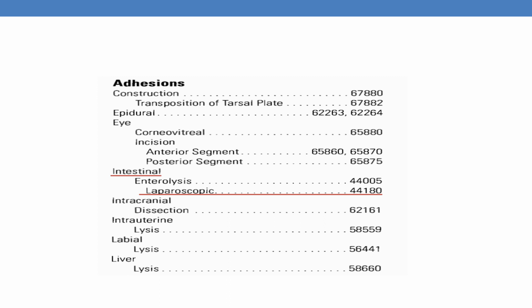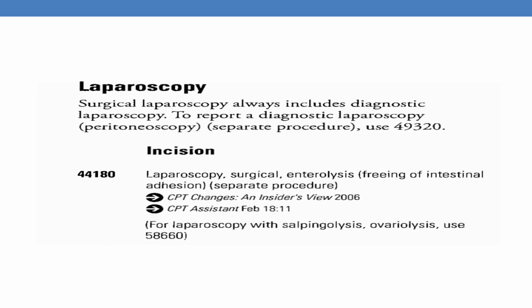Now in the CPT index, first you need to go for adhesions because adhesions are lysed here. Under adhesions, intestinal. Under intestinal, enterolysis. Under enterolysis, it is a laparoscopic procedure. So intestinal enterolysis laparoscopic. The CPT is 44180. This is the correct CPT, 44180. If we go for the description of 44180, it comes under laparoscopy. 44180 indicates laparoscopy, surgical, enterolysis, freeing of the intestinal adhesion.